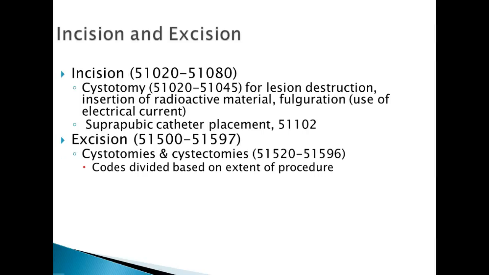Aspirations are done to remove urine from the bladder. If imaging guidance is used, this is separately reported. A cystostomy, codes 51020 through 51045, is often performed to fulgurate using electric current and inserting radioactive material, or by cryosurgically destroying the lesion. In addition, the procedure is used for draining or the placement of a catheter or stent.